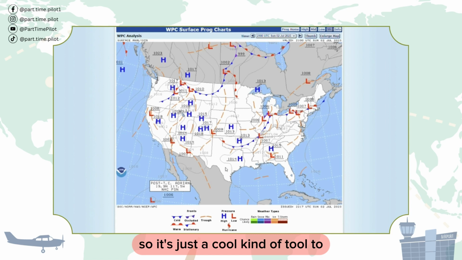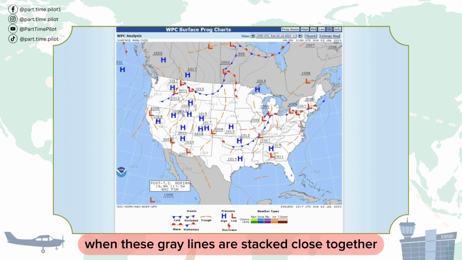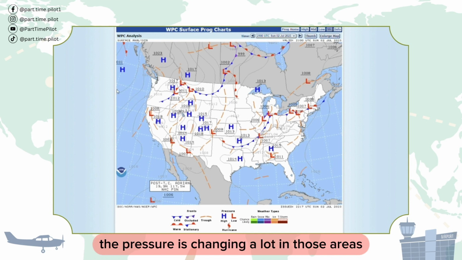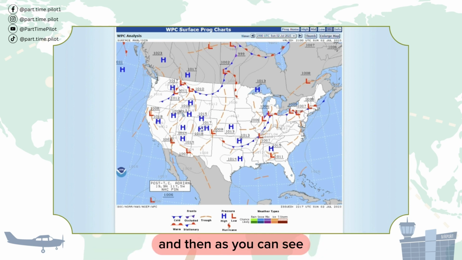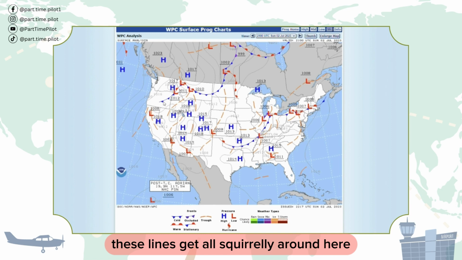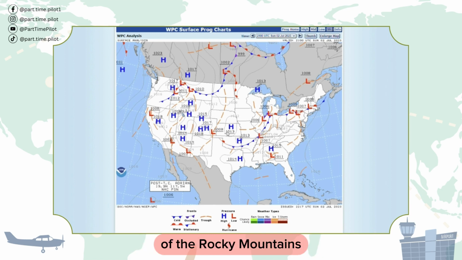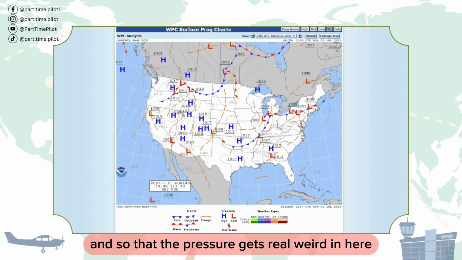It's a cool tool to look at the different fronts and where the air masses are moving. It's a bit confusing, but you can even get the pressure in millibars on these isobars here, these gray lines. That's where the pressure is all the same, and when these gray lines are stacked close together, the pressure is changing a lot in those areas. These lines get all squirrely over the Rocky Mountains, so the pressure gets real weird in here, and that's why they have so many different H's.